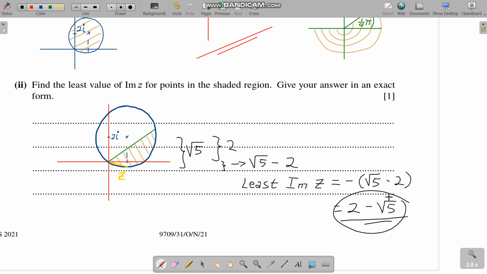Okay, it is not root 5 minus 2 because obviously this is negative something for the coordinates of this point here.